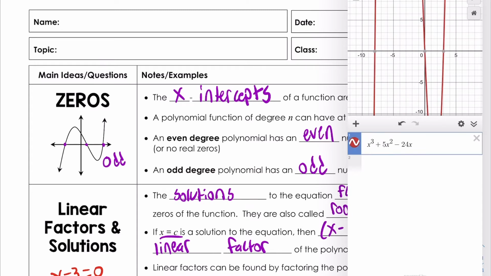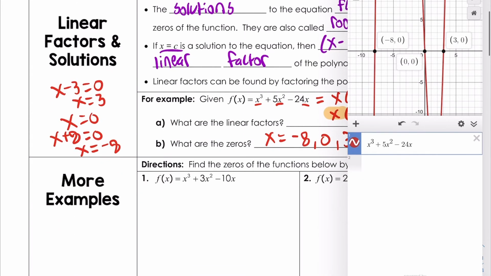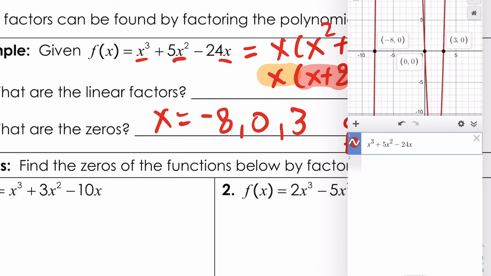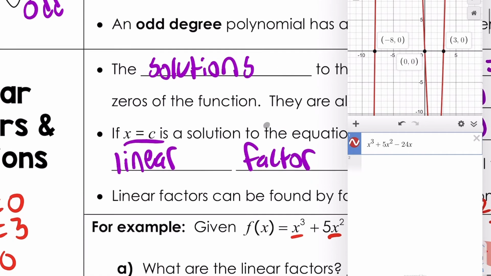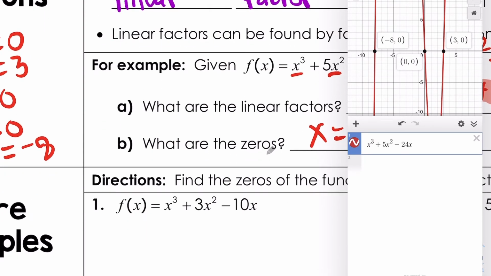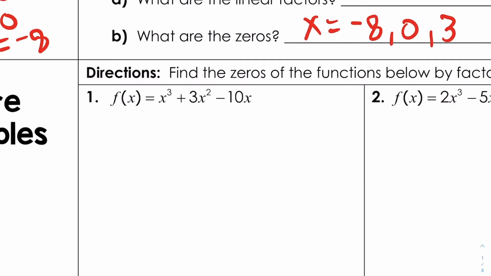So let's just touch that. It says -8 is a 0, 0 is a 0, and 3 is a 0. And those match what we got by factoring. You could get your x-intercepts by putting it in the graphing calculator and then taking those numbers and turning them back into factors. To help you do that, let's do some more examples. For me, I don't want you to only be able to do something one way.